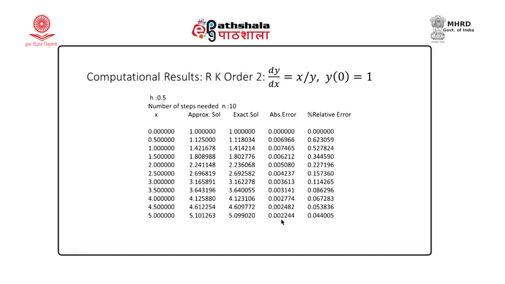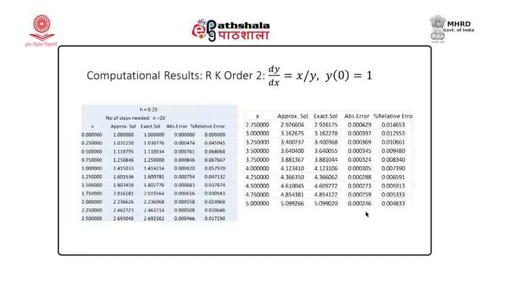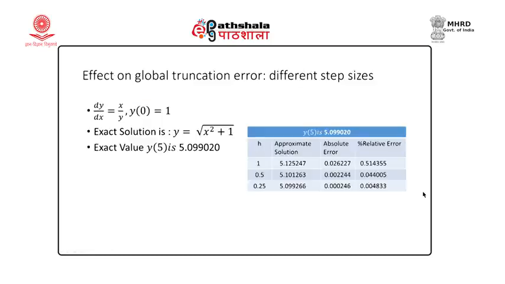So, the error is 0.0022. See, it has become correct to 2 decimal places, and the percent relative error has come down to 0.044005. And further one more step, h equal to 0.25, then it is 5.099266, 5.099020. So, up to 3 decimal places we have got the answer correct, 0.000246, and the percent relative error is 0.004833.